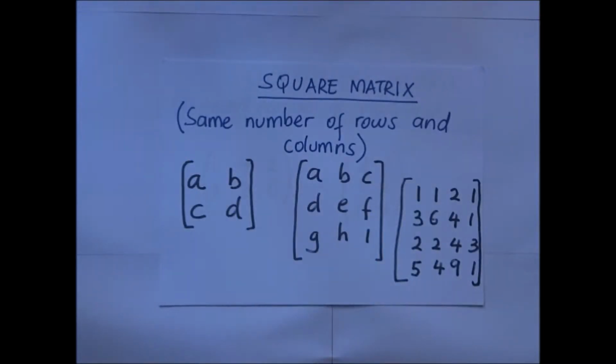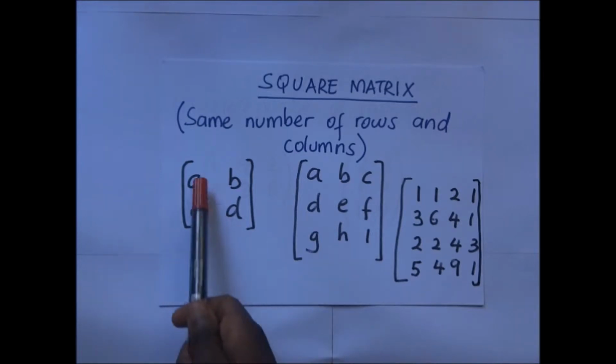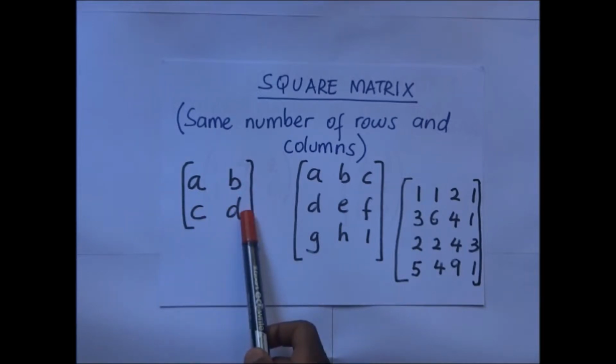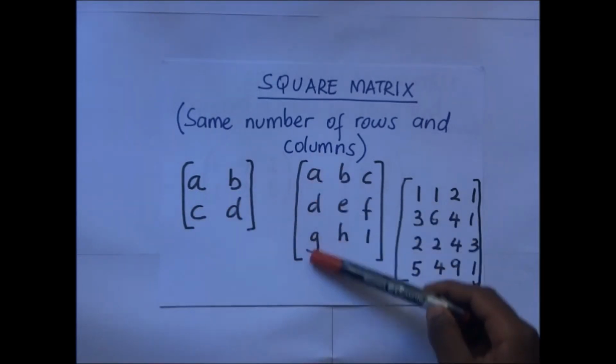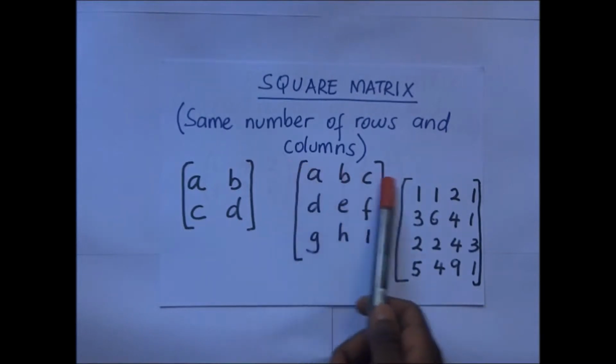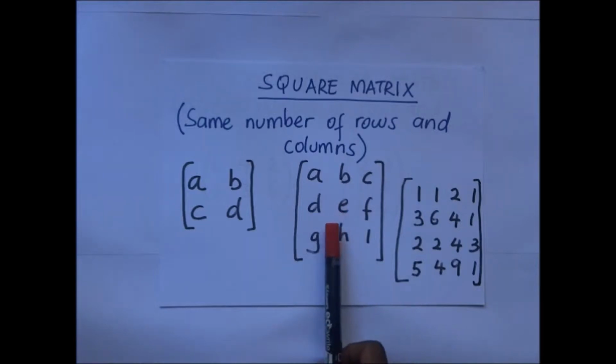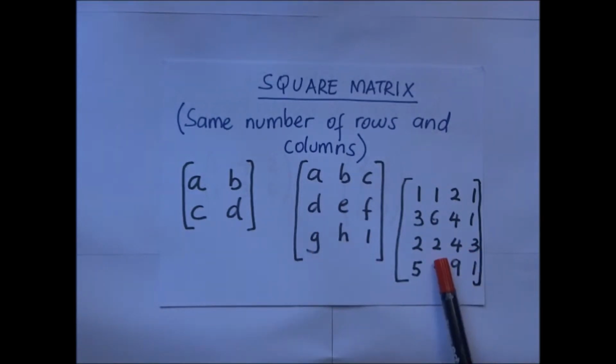Then we have the square matrix. In a square matrix, we have the same number of rows and columns, just like a square has equal lengths on all its sides. So if you look at this, it has 2 rows and 2 columns. If you look at this matrix, it has 3 columns and 3 rows. So the same number of rows and columns makes it a square matrix, just like this also.